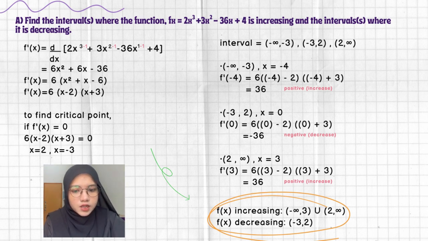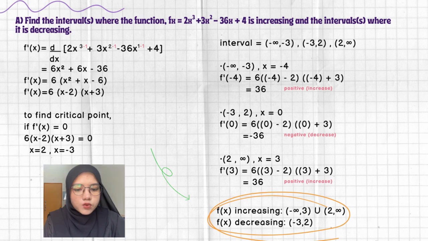For the first interval, which is negative infinity to negative 3, x will be negative 4. So we substitute the point into f'(x). f'(-4) equals 6(-4 - 2)(-4 + 3). So the answer will be 36, which is positive. So f(x) will increase.